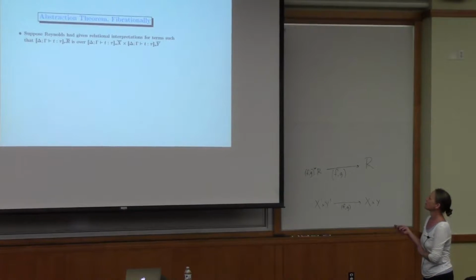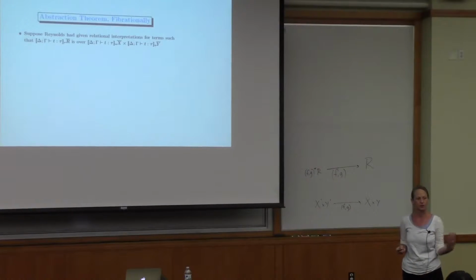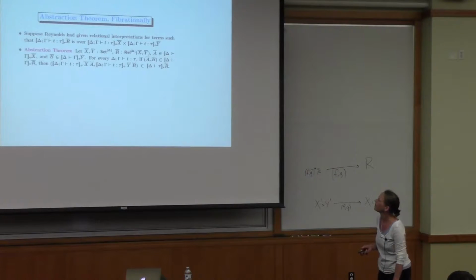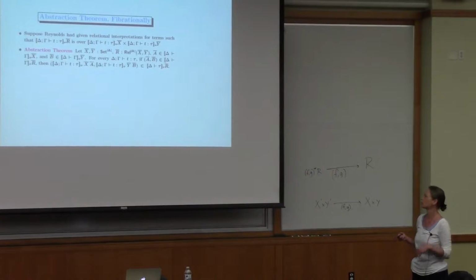So Reynolds had given these relational interpretations for terms, and we had the property, as you saw before, that the relational interpretation of a type with respect to a bunch of relations is over, or maps to, by the relations fibration, the pair that consists of the object interpretation of that type with respect to the domains, and the object interpretation of that type with respect to the codomains. That's what we had before just a couple slides ago, and we also had on Friday. And then we had this abstraction theorem. So I've just written it in compressed form, but it's exactly the one you saw on Friday.